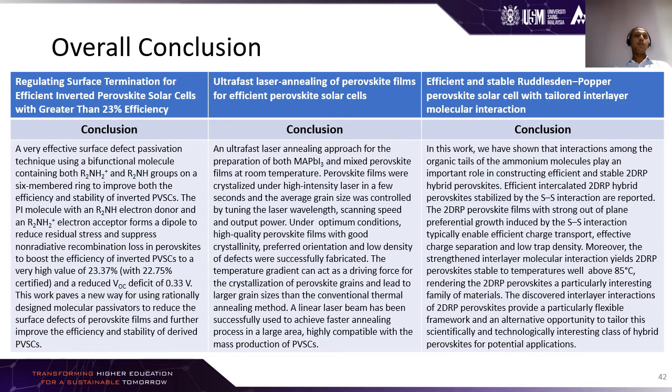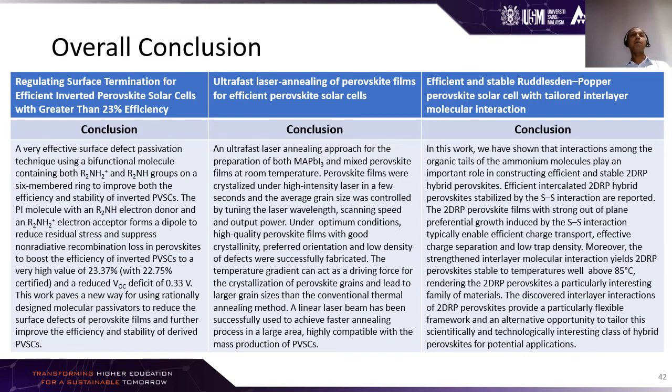23.37%. It was actually 22.75% certified by an external lab, and a reduced VOC deficit of 0.3 volts. This work paves a new way for using rationally designed molecular passivators to reduce the surface defects of perovskite films and further improve the efficiency and stability of derived PVSCs.